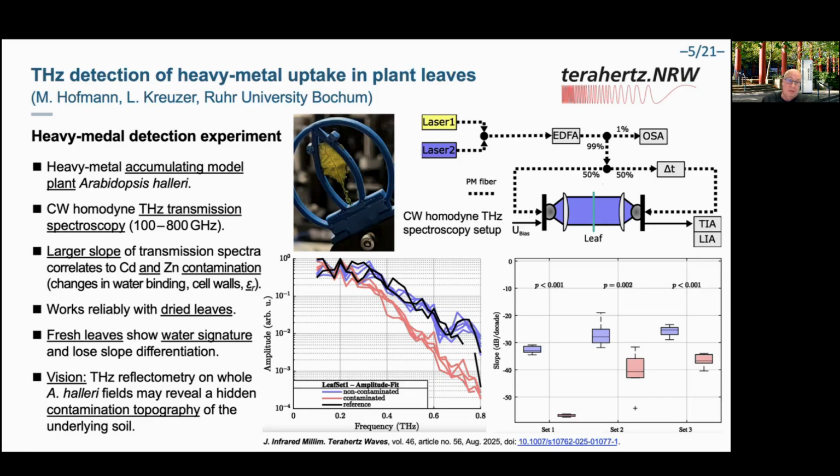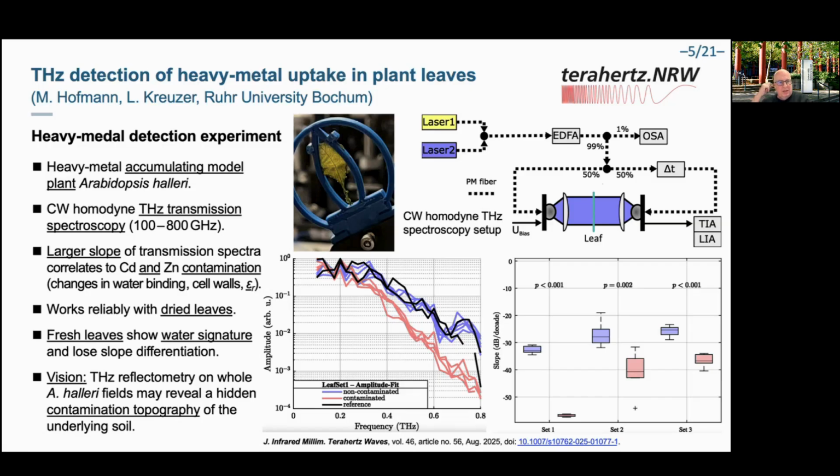And here we have a strong challenge because the water signature in the leaf is actually masking, or has a strong influence on, let's say, the transmission. And this slope differentiation with respect to the contamination is actually lost. But what has been said is that even though the transmission spectra show a huge variety, it is also believed that using, for example, machine learning, one could get a classification system that would successfully discern between contaminated leaves and the reference probes.